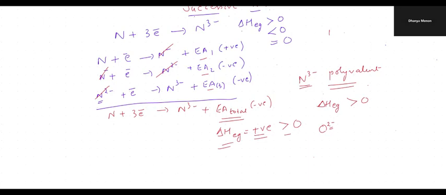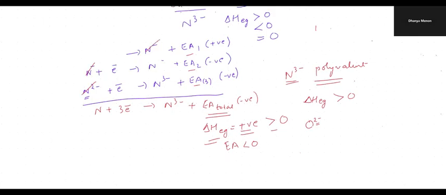Because electron affinity will be less than 0. So just remember, either in terms of electron affinity or electron gain enthalpy, for both of them, the magnitude is the same, the sign is different. So let's take one more example of a polyvalent ion.